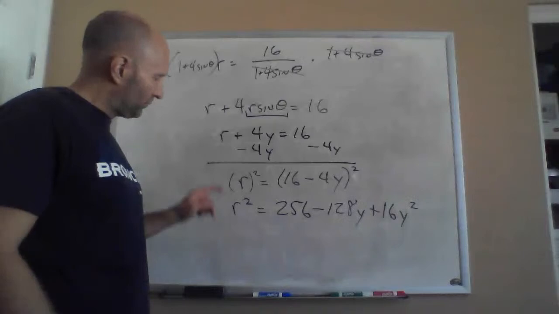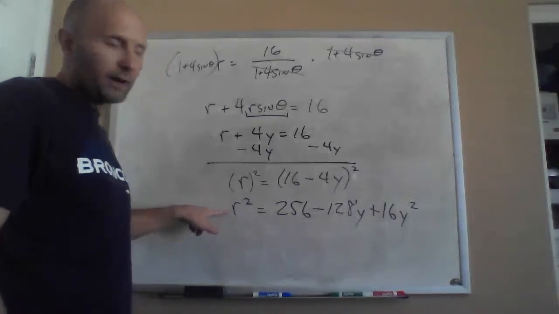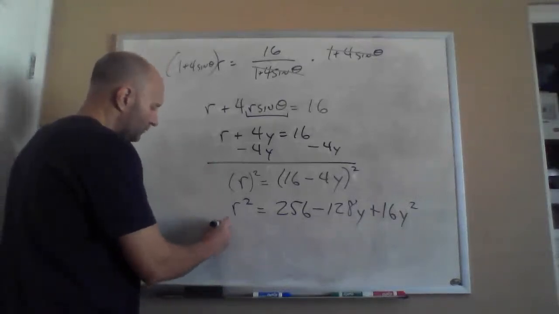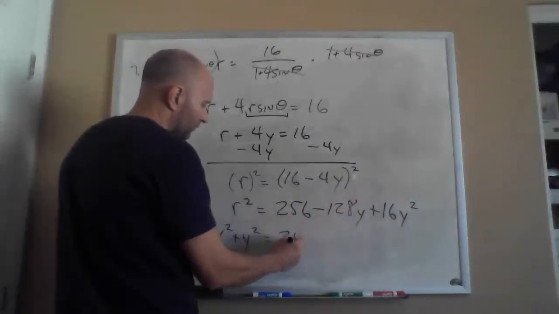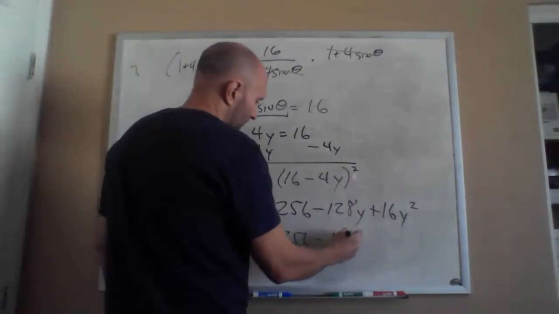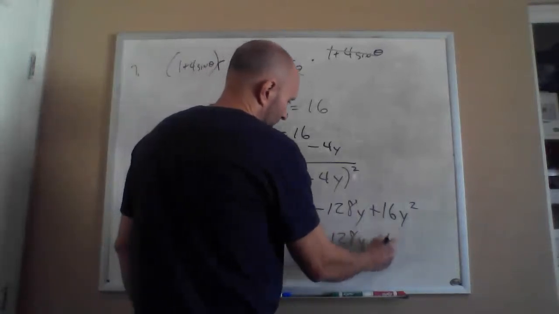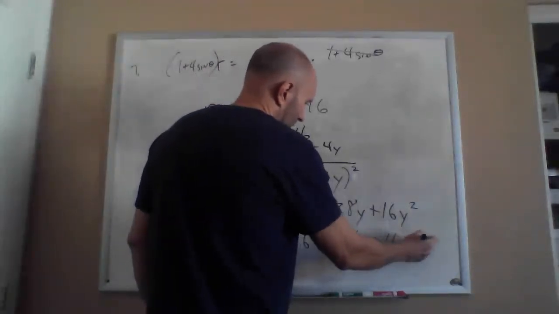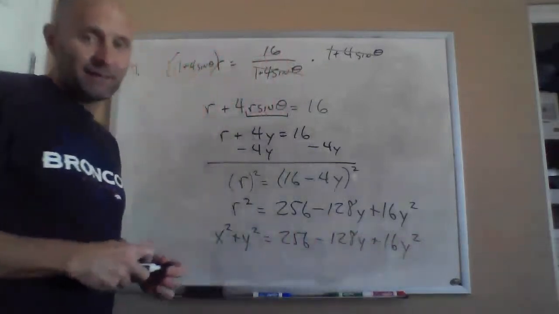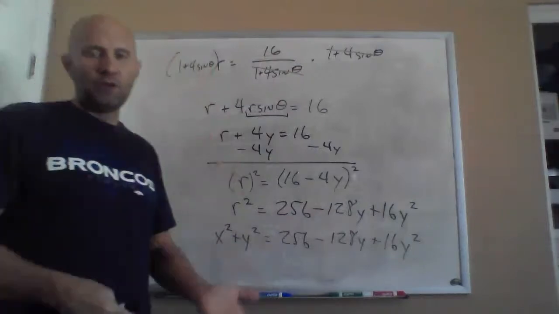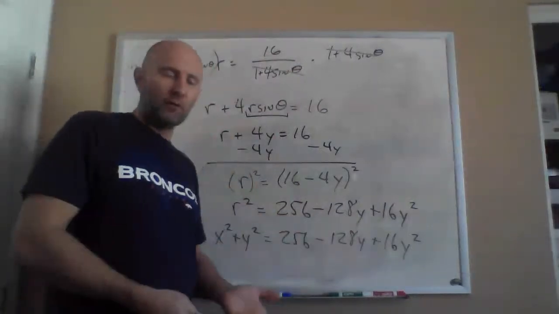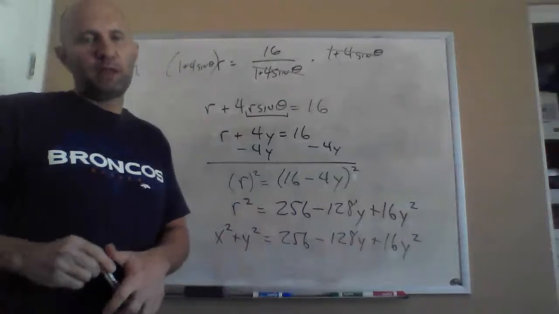Lastly, make one more substitution. We have what? R squared is equal to x squared plus y squared is equal to this whole guy. And technically, you're done. You've converted the entire equation to x's and y's and numbers. So you should be able to put that into WebAssign.